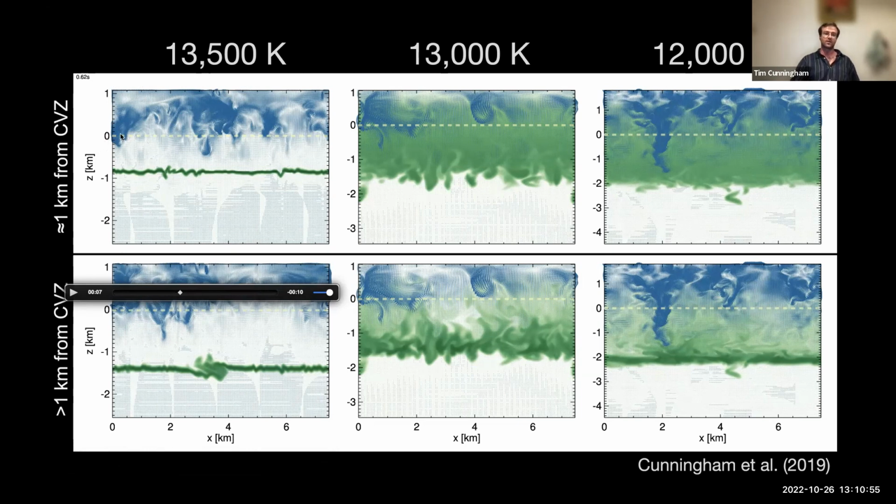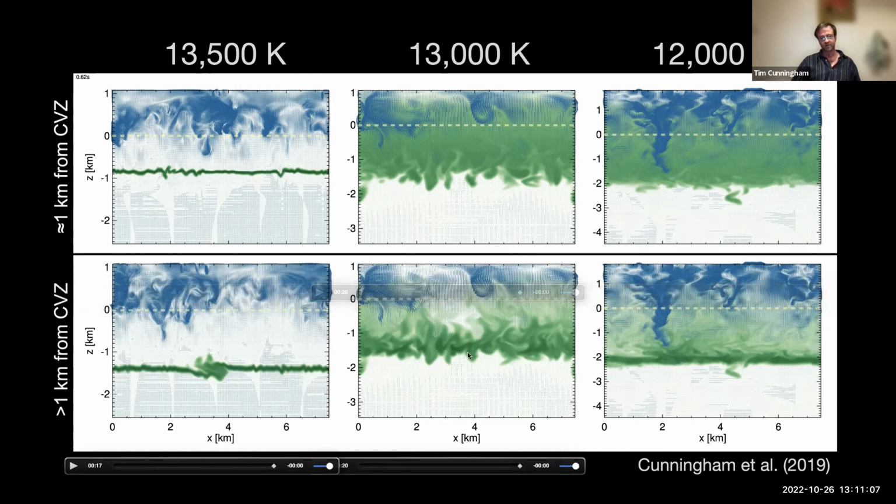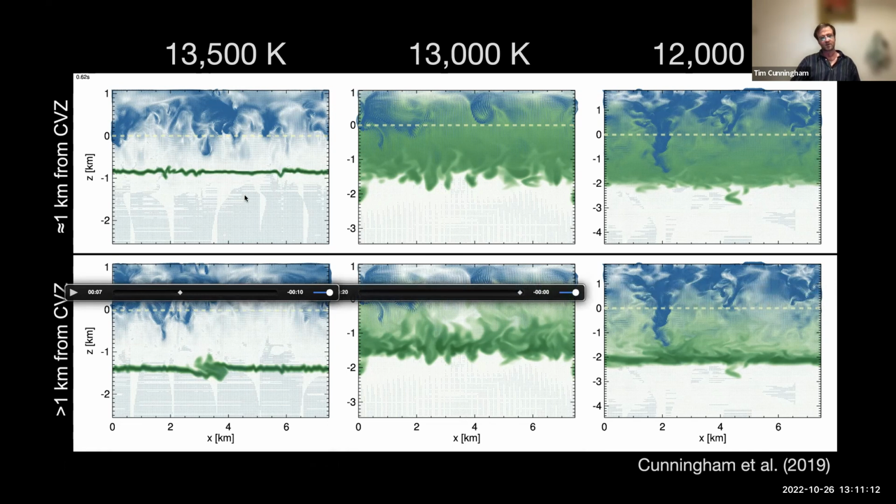So the key takeaway here is that in mixing length theory, mixing only occurs due to convection for positive values of z. I'm not sure how well the video is played for you, but the point here is that with these multidimensional simulations, we find that there's significant mixing happening at these negative z values. So using multidimensional simulations, we find that the convection zone is actually capable of mixing a significantly larger amount of material than the mixing length theory would predict.